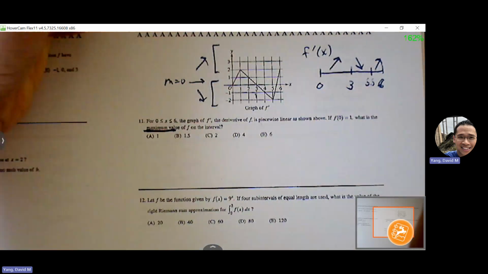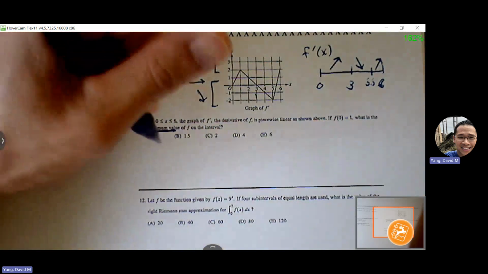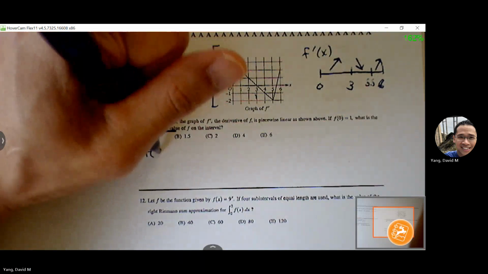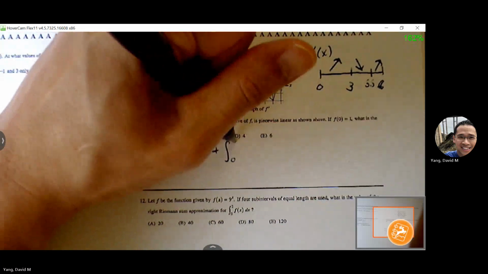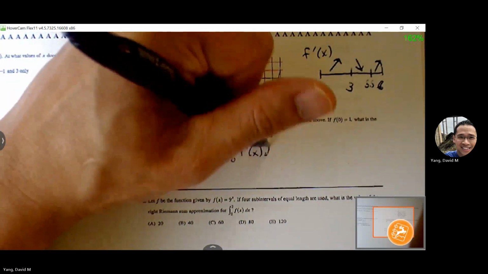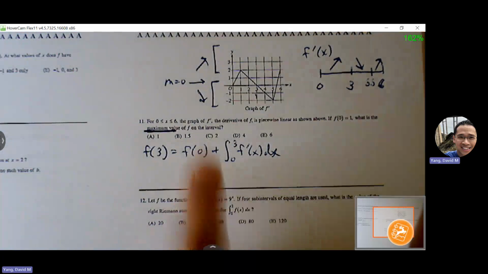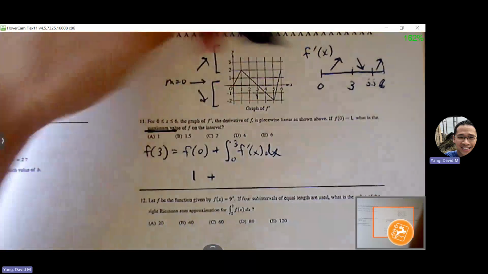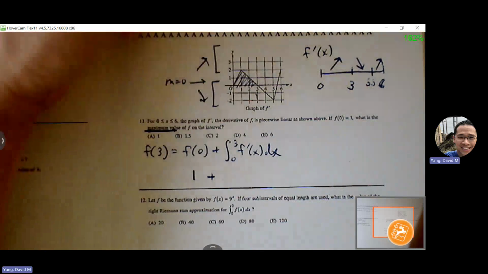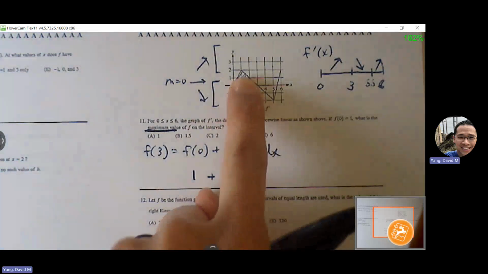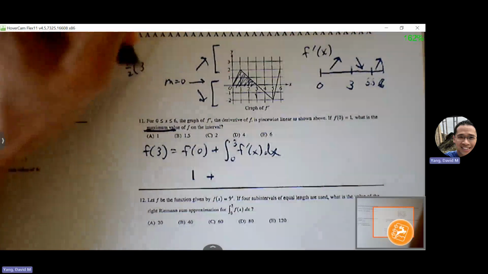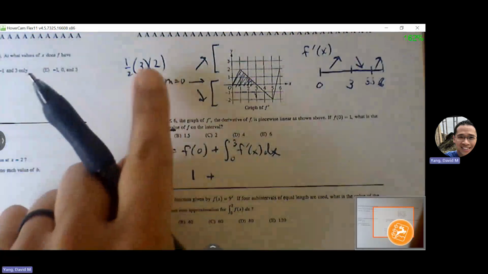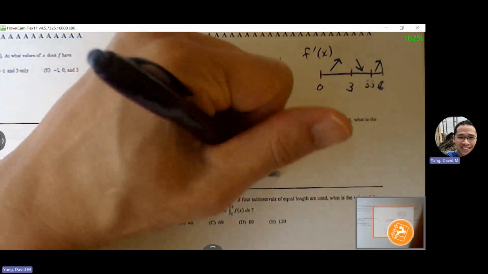So we're going to use final equals initial plus displacement. So f of 0 is 1. And then whatever the area is from 0 to 3, that's going to be our displacement. So we do 1/2 base times height. Okay, it's going to give us 3 as well, because 1/2 times 3 times 2, the 2's cancel out. I'm left with 3. So 1 plus 3 equals 4.